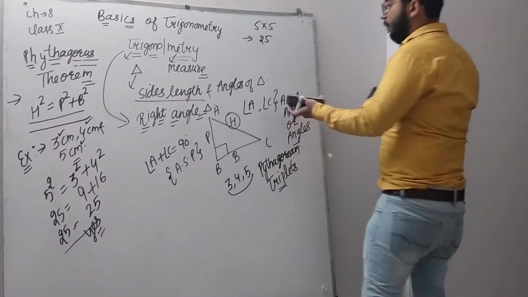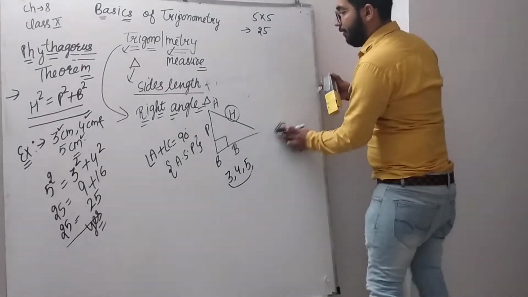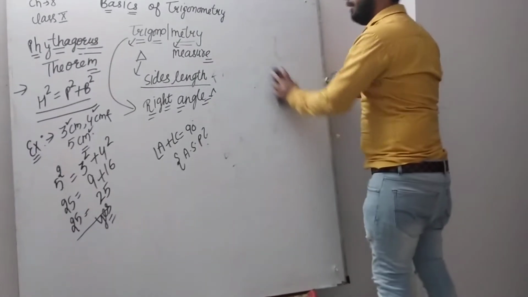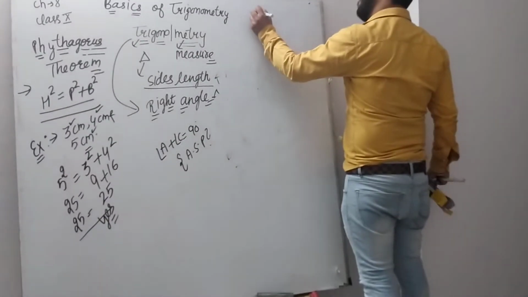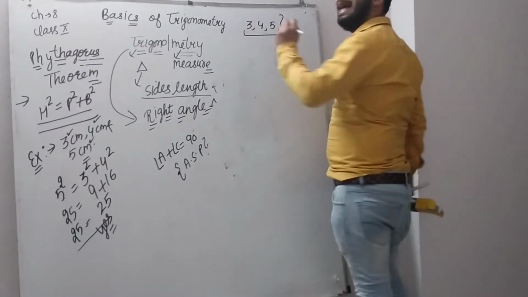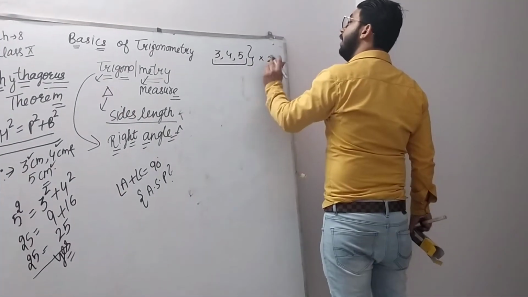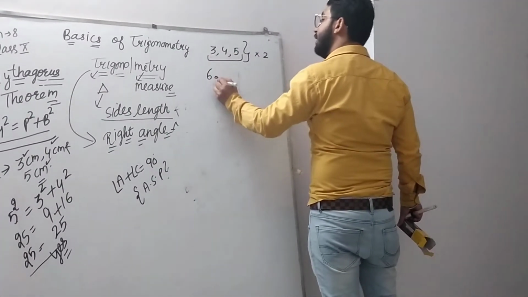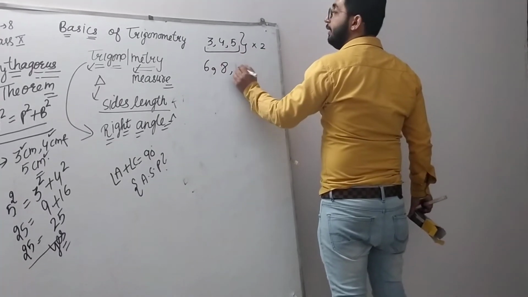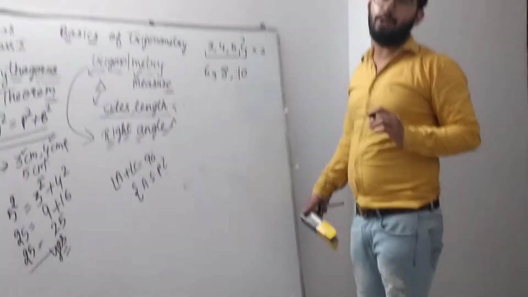So let us learn some more Pythagorean triplets, seeing this pattern, 3, 4, 5. As 3, 4, 5 is a Pythagorean triplet, taking this triplet as the origin, let us multiply 3, 4, 5 by 2. 3 2s are 6, 4 2s are 8, 5 2s are 10. Now 6, 8, 10 is also one of the Pythagorean triplets.